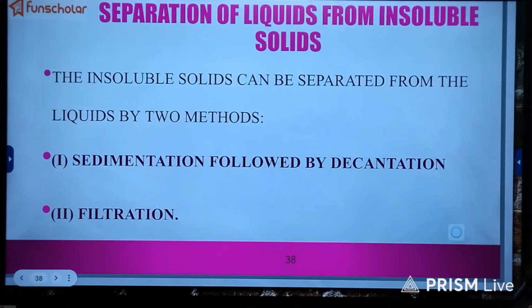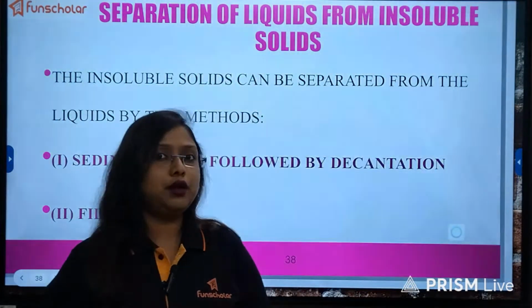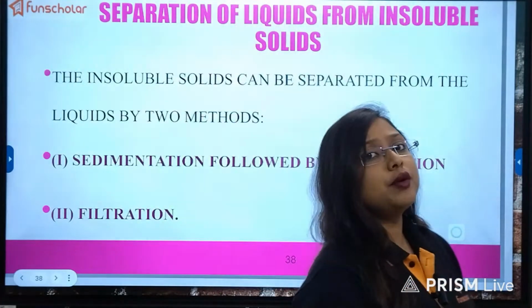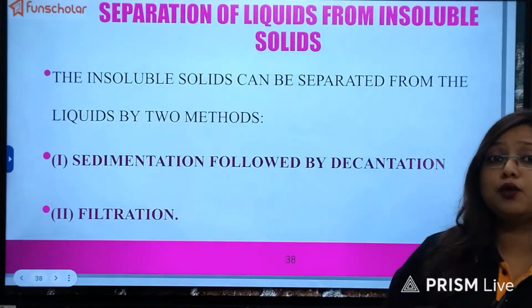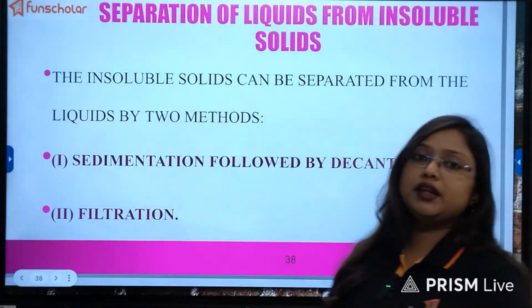What is separation of liquid from insoluble solid? Insoluble solid can be separated from the liquid by two methods. First is sedimentation followed by decantation. There is a technique which is actually followed by two different techniques. First one is sedimentation, and then after that we have to do what? Decantation. And then the second one is filtration.